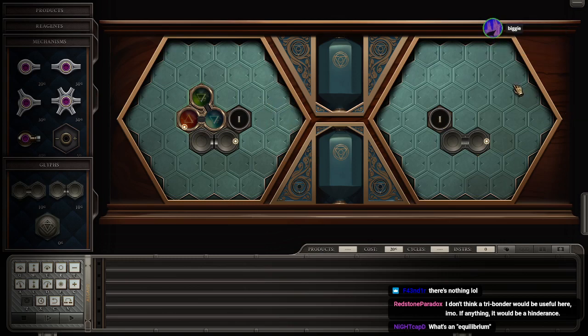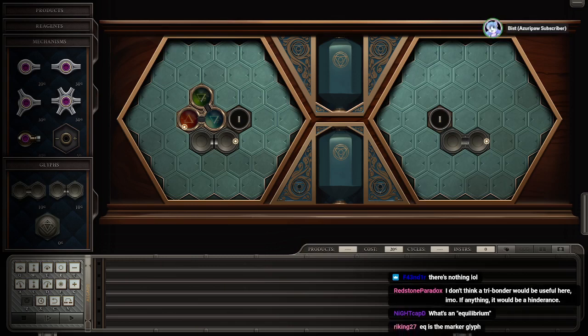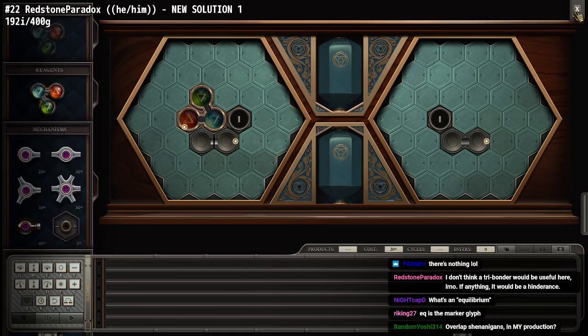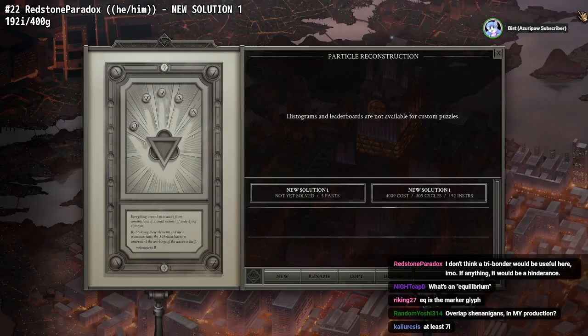But in case you needed to use more instructions, let's see how everyone else did. The proper way to solve this, you need to use more instructions, and for the stream, we'll be starting with what it says here at 22nd place at 192 instructions and 400 cost. We're going by the metric of instruction cost, right? I haven't explained that.